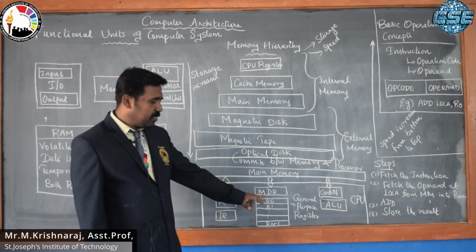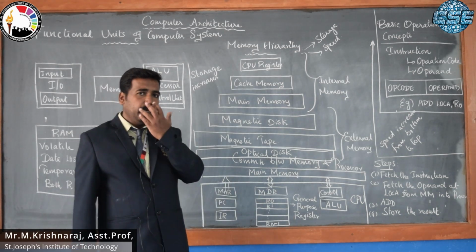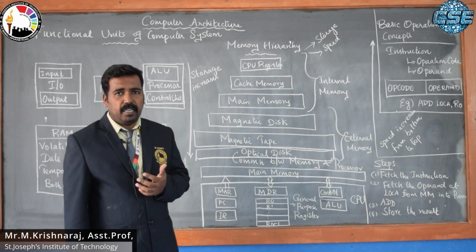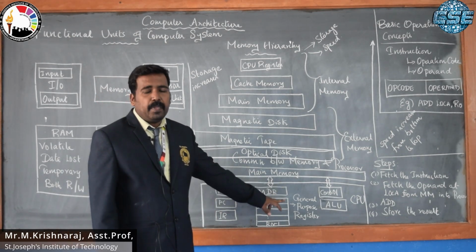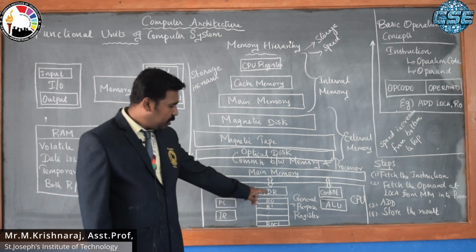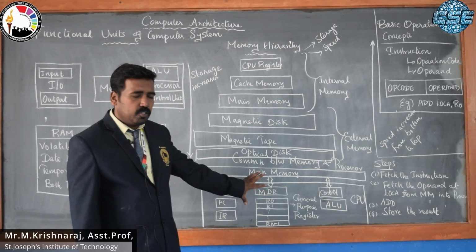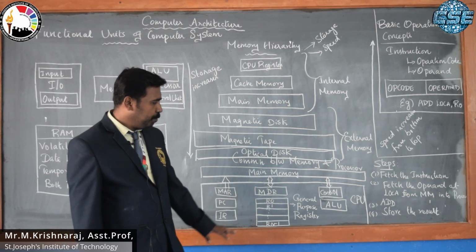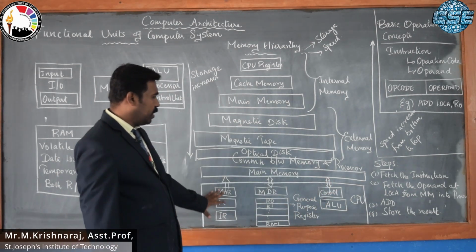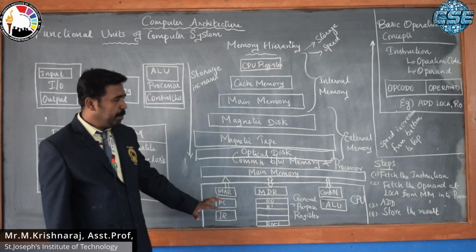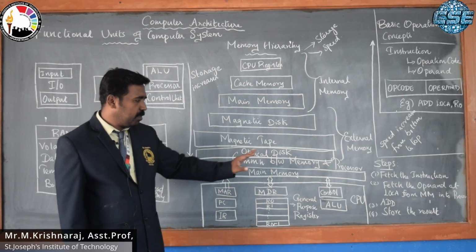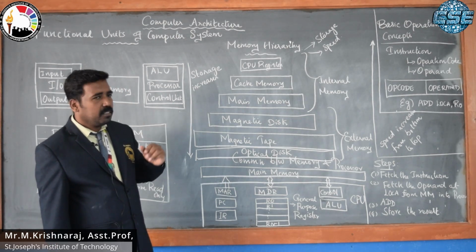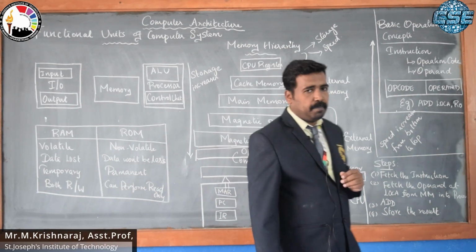MDR stands for memory data register. Normally we store the data that is currently in execution, so it stores the data that needs to be executed. And the general purpose register is also used for storing the data to be executed. So these are all about the communication between memory and the processor, or you can call it memory and the CPU. Okay. So next we are going to talk about some basic operational concepts.